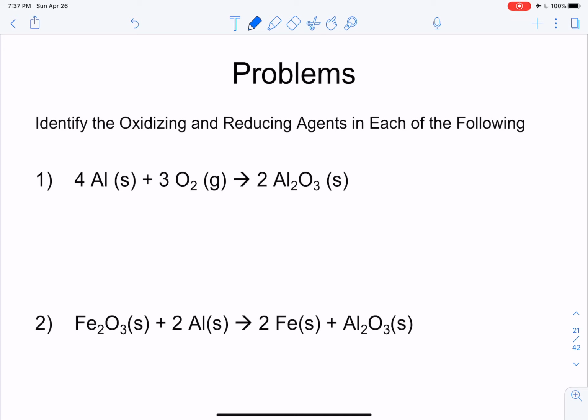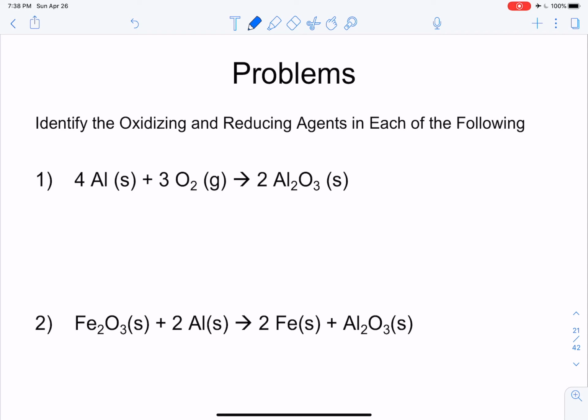I believe we left off on this slide last time because I had it in PowerPoint and it wouldn't let me have the pictures, but here we are again with some redox reactions, and the questions here ask us to identify the oxidizing and reducing agents in each of the following chemical equations. So in order to do this, we have to figure out who's being oxidized and who is being reduced.